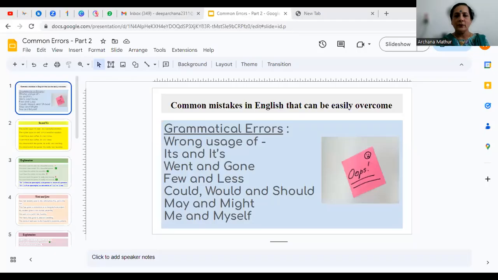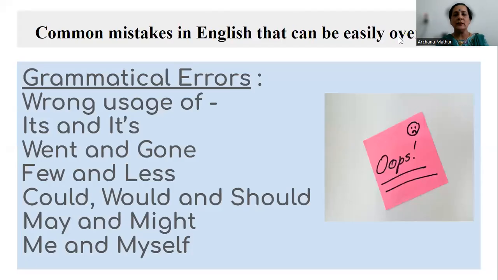Yeah. So I'm sure my screen can be seen, and what I'll do is I'll make it into a slideshow. Yes. So, common mistakes in English that can be easily overcome. Usually these are grammatical errors in the usage of its and it's, went and gone, few and less, could, would and should, may and might, and me and myself. So let's start off.